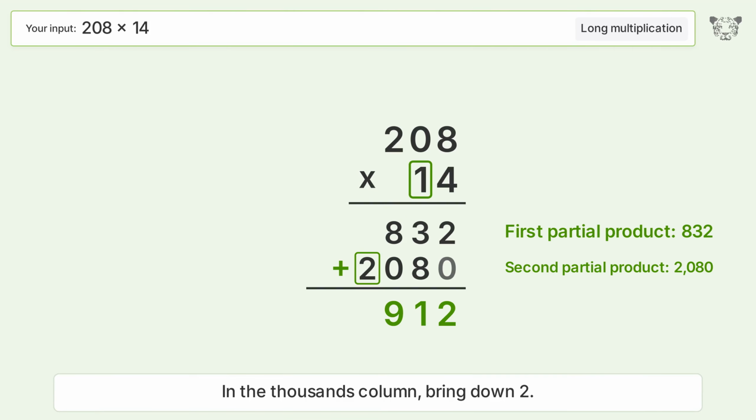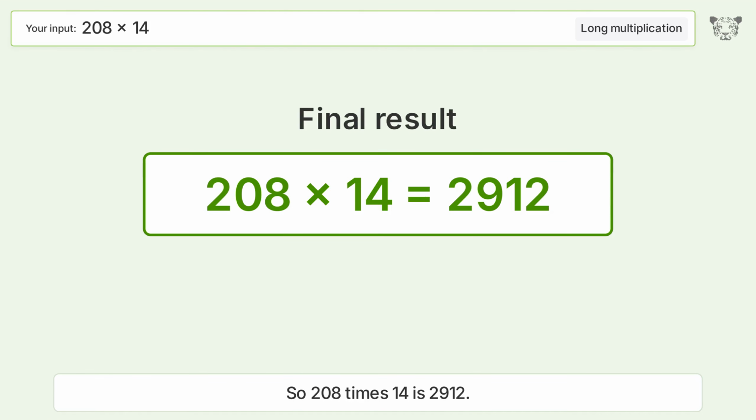In the thousands column, bring down 2. The product of the whole numbers is 2912. So 208 times 14 is 2912.